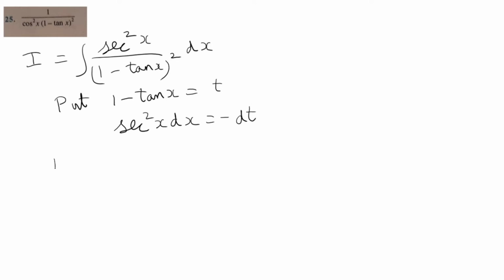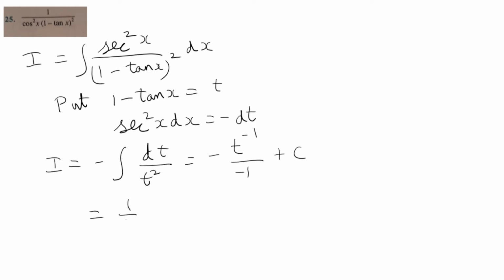So our I becomes I is equal to minus integral dt by t square. That is equal to minus integral t raised to minus 2 dt, which is t raised to minus 2 plus 1 by minus 2 plus 1, plus c. So we get plus 1 by t plus c, which is equal to 1 by t plus c. We can substitute t in terms of x. So it is 1 by 1 minus tan x plus c.